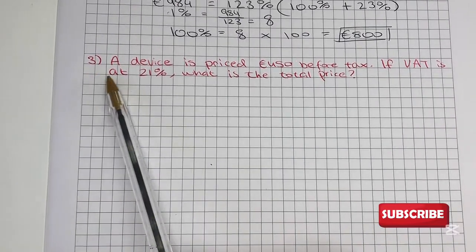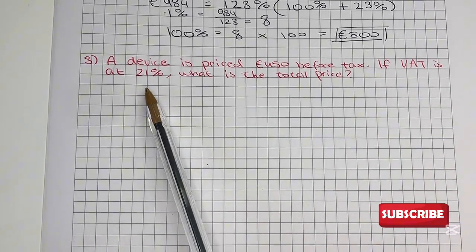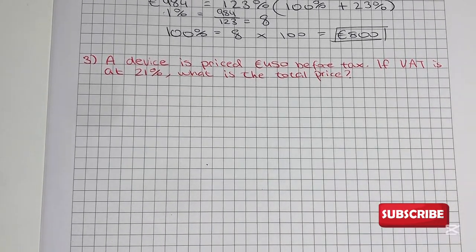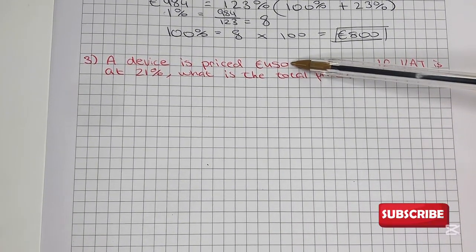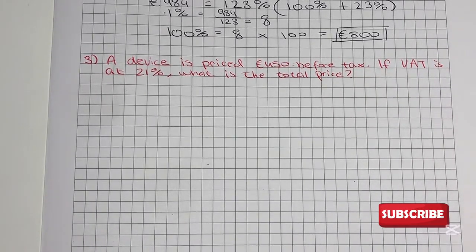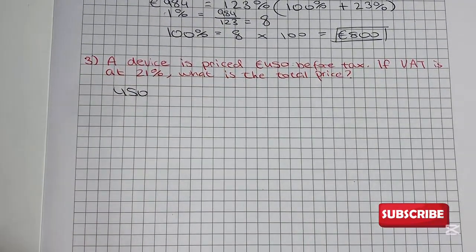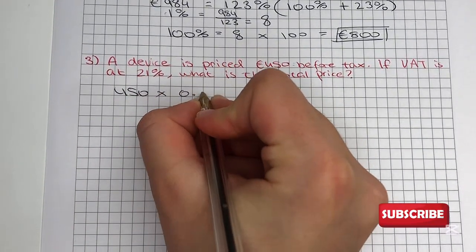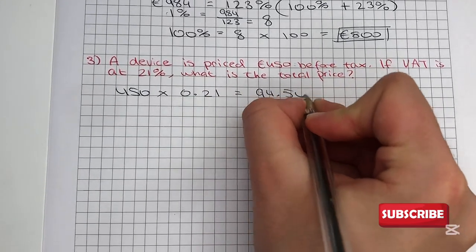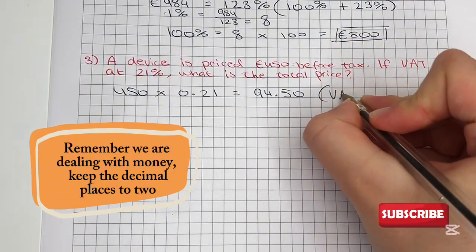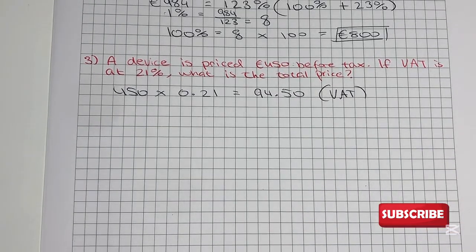Now they are telling us a device is priced at €450 before tax. If VAT is at 21%, what is the total price? As I said, this is not the actual price that we are paying. We have to increase it by 21%, so let's do so. 450 increased by 21%, you can just simply do multiplied by 0.21, which gives us €94.50. Now, this is the VAT, okay? €94.50, this is the VAT of the 450, okay?